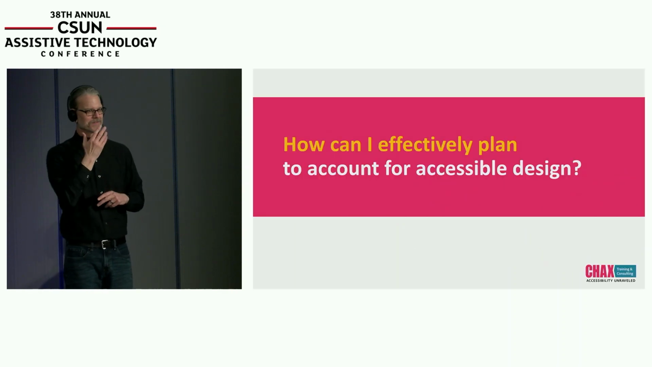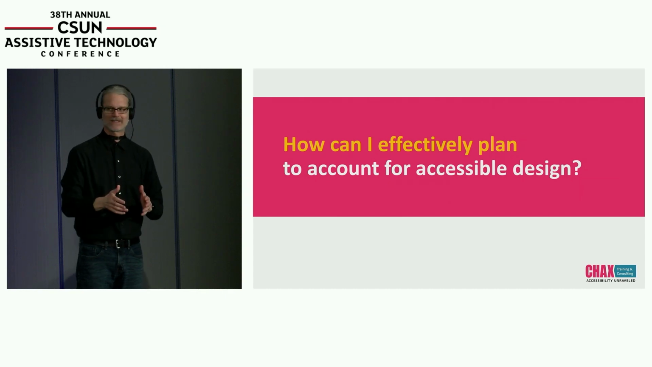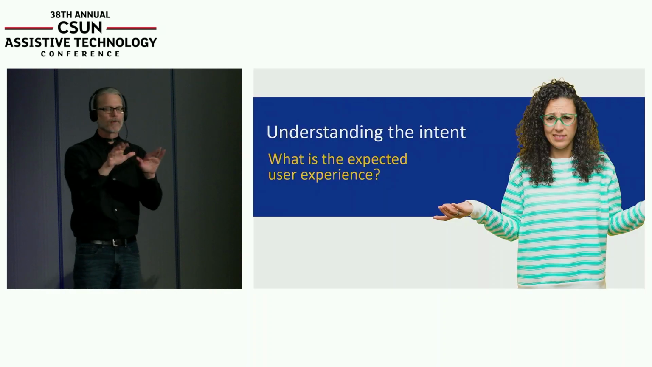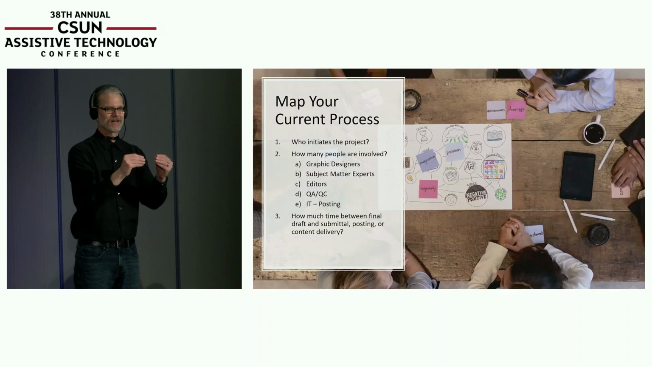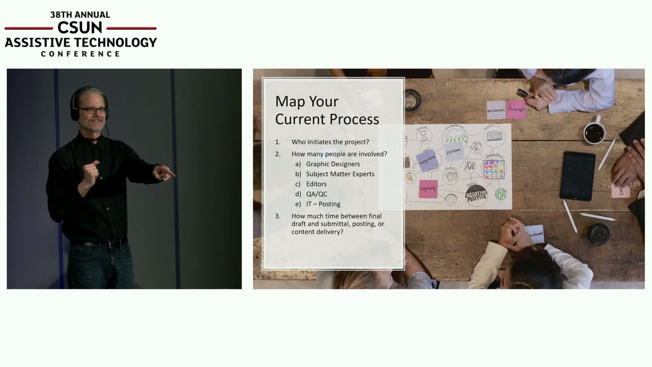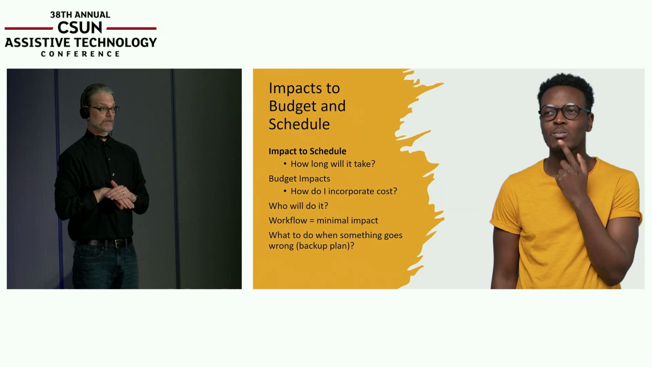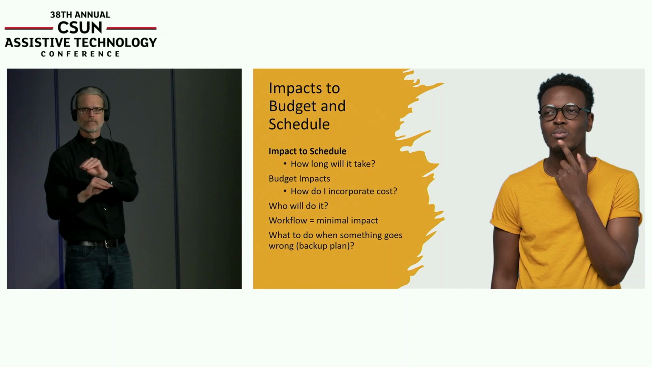So I have 2 minutes left and I have 10 slides. So what I want you to understand is, remember, think about how you're telling the story. What is the expected user experience? You want to map your process, understand where you are right now, and how accessibility impacts what's going on. How does it impact my budget and schedule? Right? Who's going to be doing the work? How are they going to be doing it? Are they budgeting for that time?